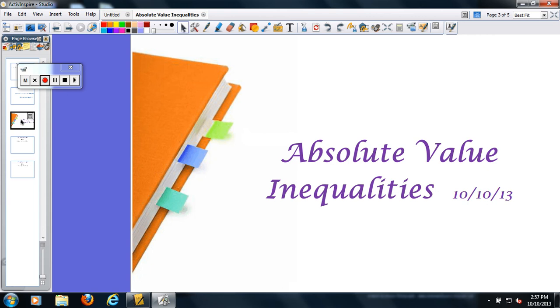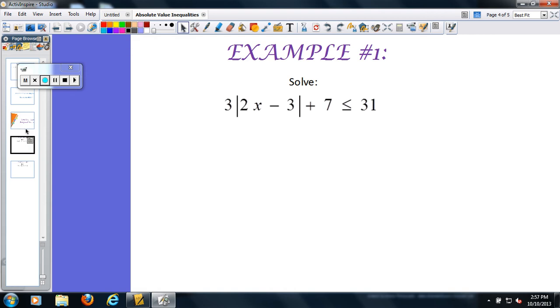We're going to be talking about absolute value inequalities now. We're going to go into where these are a little bit more difficult. So, same rules apply that apply to absolute value equations.